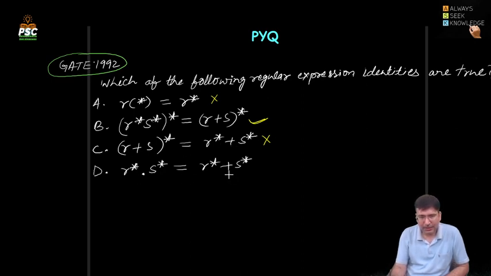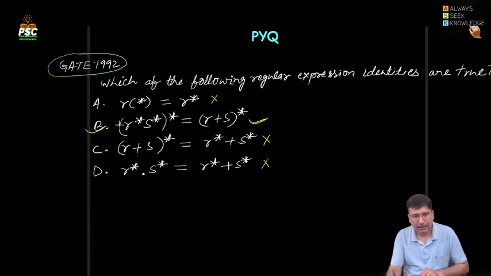Now same thing here. This concatenation, R star concatenated with S star, you cannot write like this. This will not give you the same thing. If you want it to be equivalent, you need to put a whole asterisk. If you put the whole asterisk, then it will start giving you the same thing, right? So the answer will be B. Answer will be B. Okay.